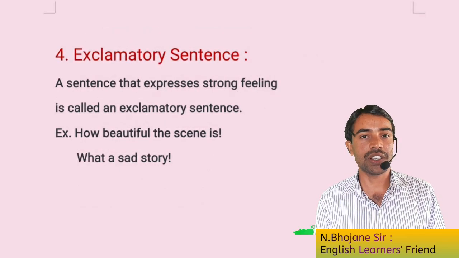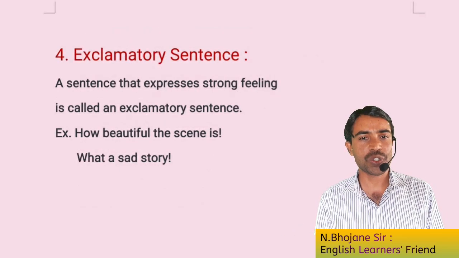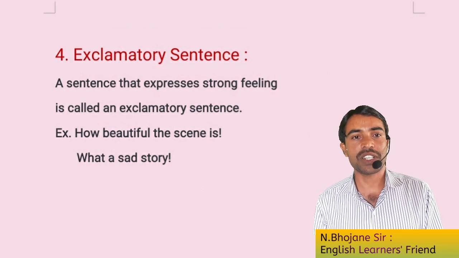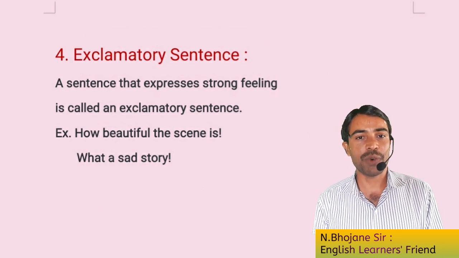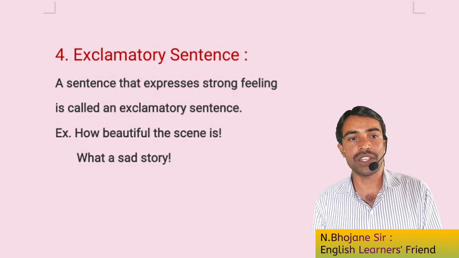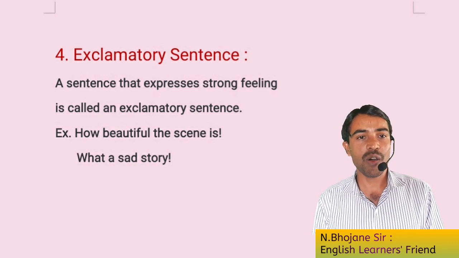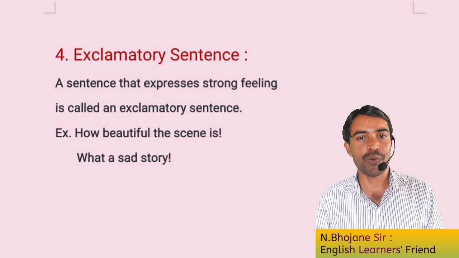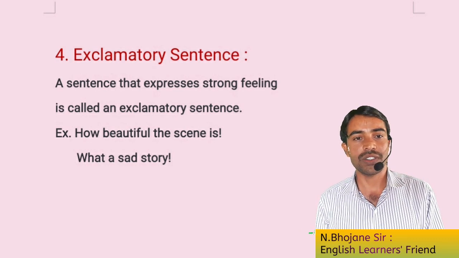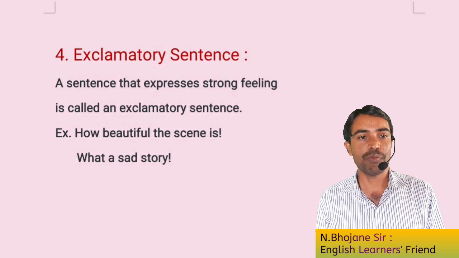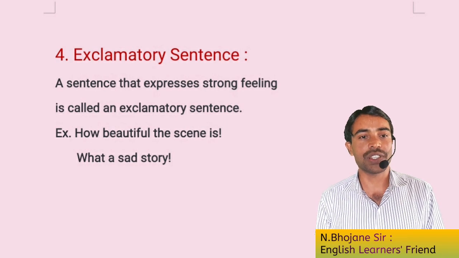Exclamatory sentence. A sentence that expresses strong feeling is called an exclamatory sentence. An exclamatory mark is used in such sentences. For example, how beautiful the scene is. What a sad story. These are major four types of sentences.